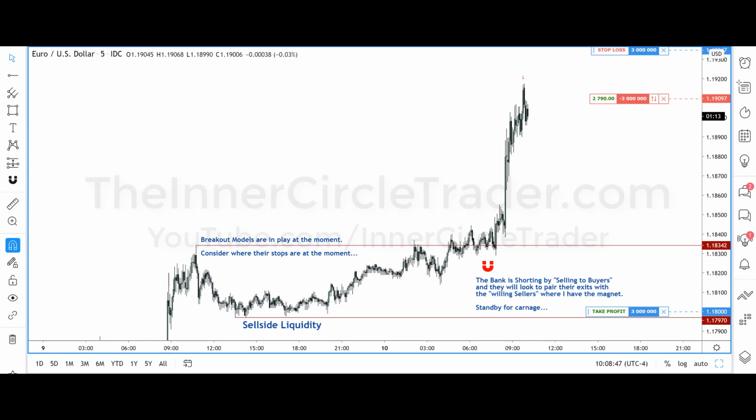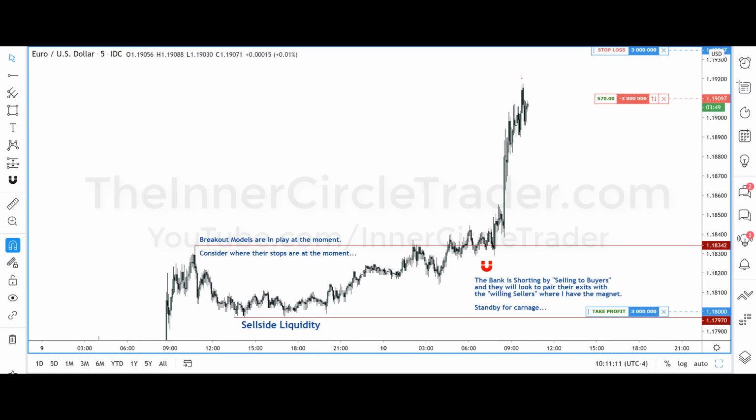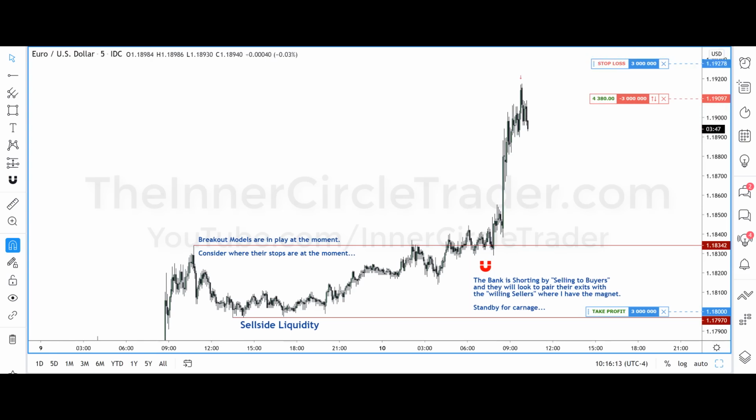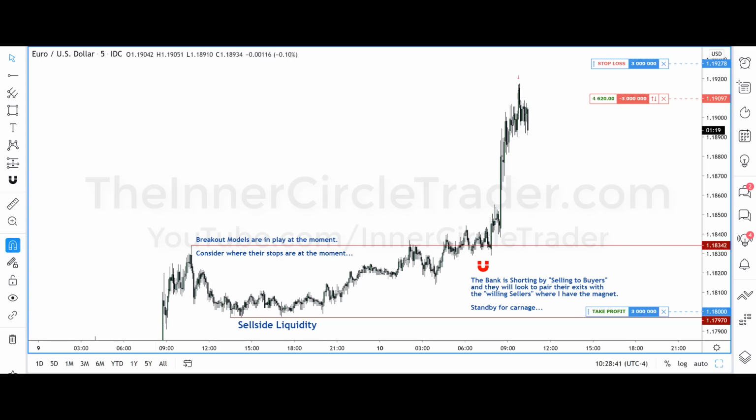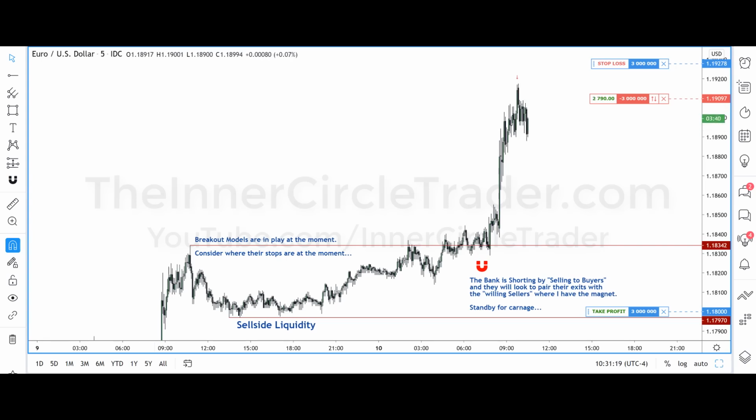And what's actually happening here is the bank traders are shorting and they're selling to the buyers. Buyers are chasing, okay, they're chasing this price action higher. So they're going to target their exit, covering their shorts right below those relative equal lows where I have that magnet. Okay, so price is going to draw there.